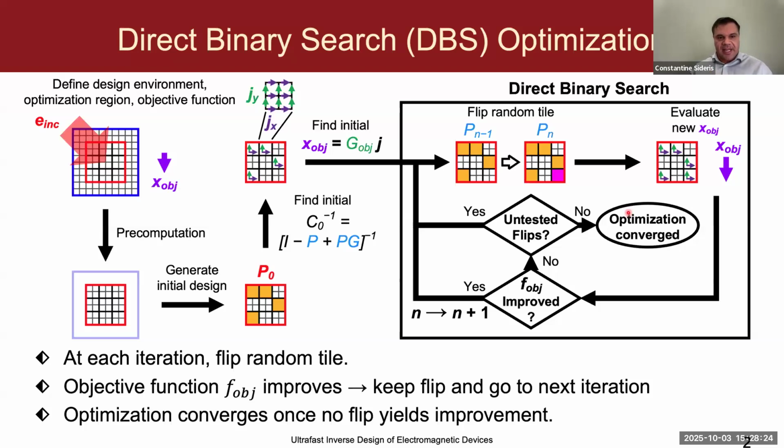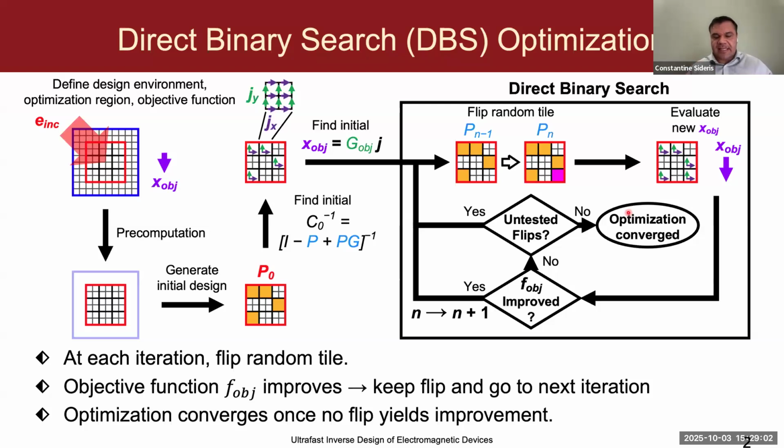The way that DBS works is you start with an initial solution. You choose a random tile and flip that tile. If that improves your objective function, you keep that flip. If it doesn't improve your objective function, you undo that flip because it was a bad idea, and then you choose another random tile. And you keep flipping tiles using this approach until you reach a local minimum where there are no more tiles that can be flipped to improve the objective function. It's quite simple. It seems like a very naive method, and it is, but in practice it works very effectively for these metallic optimization problems.